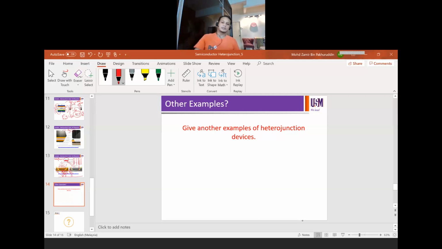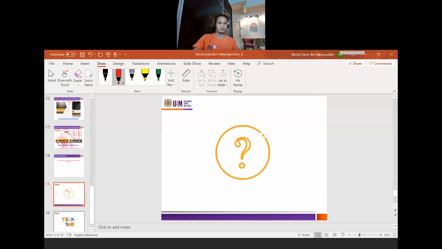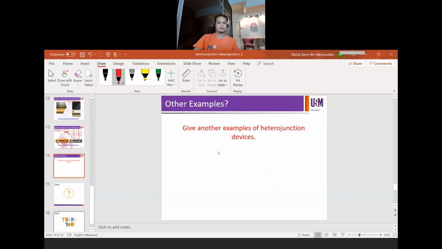Okay. So yeah, I think that's all for heterojunction. A short one, semiconductor heterojunction. Alright. Later here you write down yourself what are the other examples of heterojunction devices other than my example in this slide. Okay. Right.